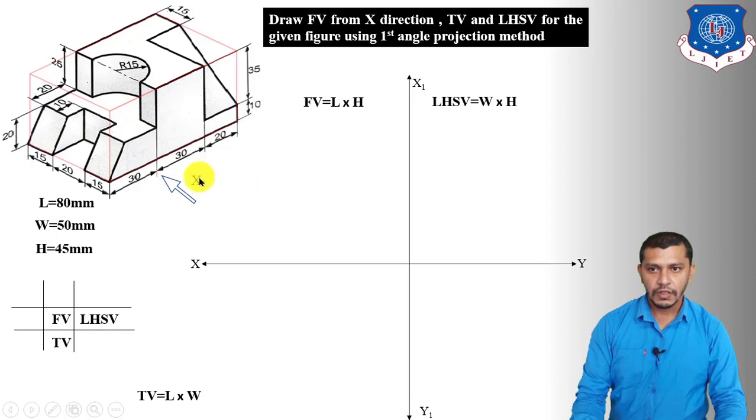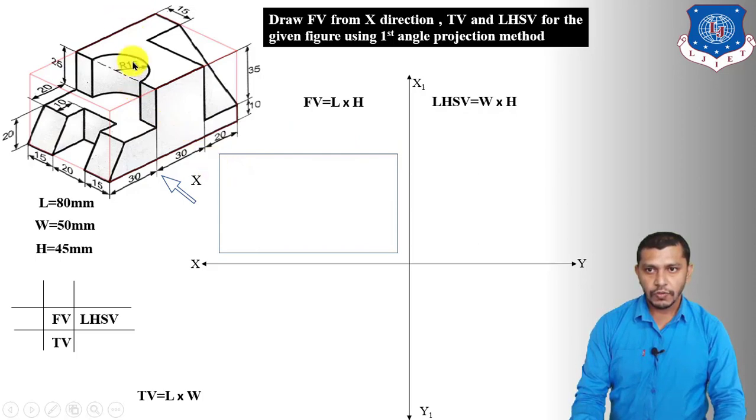Now first of all we have to draw the front view, the left hand side view and the top view of the cuboid. Observing from the X direction, the front view of the cuboid will be a rectangle having length 80 mm and height 45 mm. So draw a rectangle having length 80 mm and height 45 mm. This will be the front view of the cuboid.